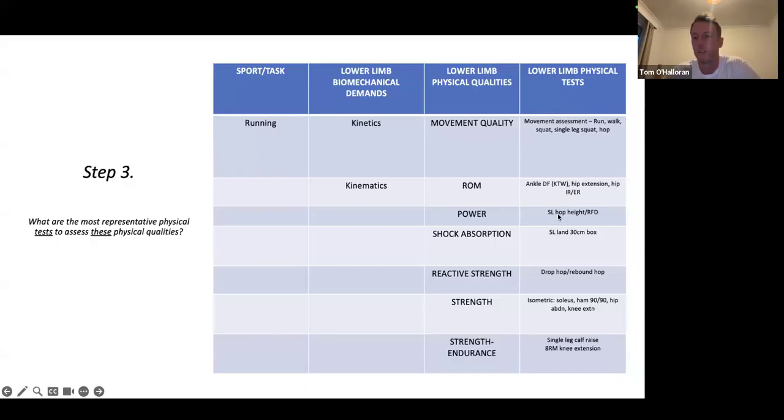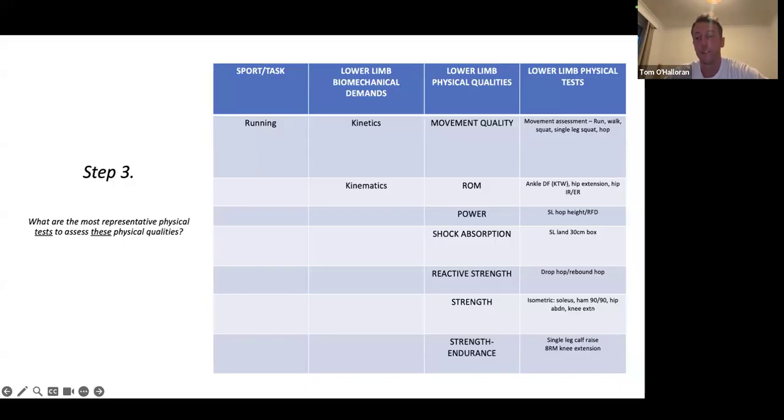Power, I'm going to choose the simplest one for me, a single leg hop for height. Shock absorption, simplest one for me, a single leg land off a 30 centimeter box. Reactive strength, single leg generally, if they can handle it. Again, this is all adapting depending on the individual. I think most people here are health practitioners. So if someone has pathology and pain, you're adapting this, obviously. Maybe you go double leg. Maybe you don't assess that yet, but you come back to it. So reactive strength, a drop hop or a rebound hop.